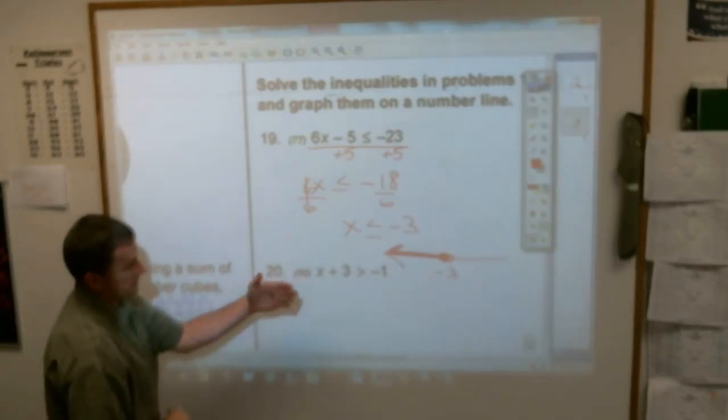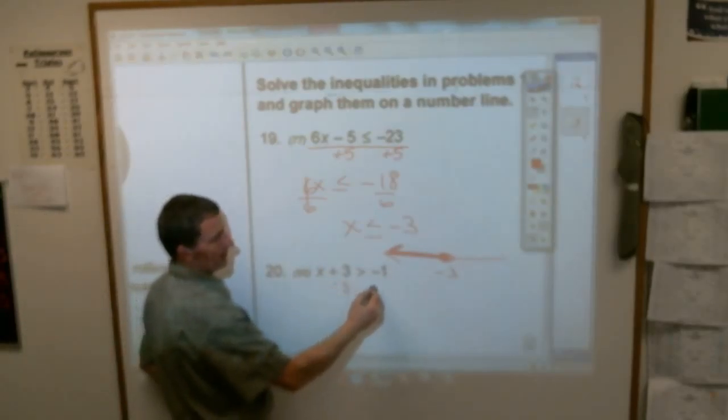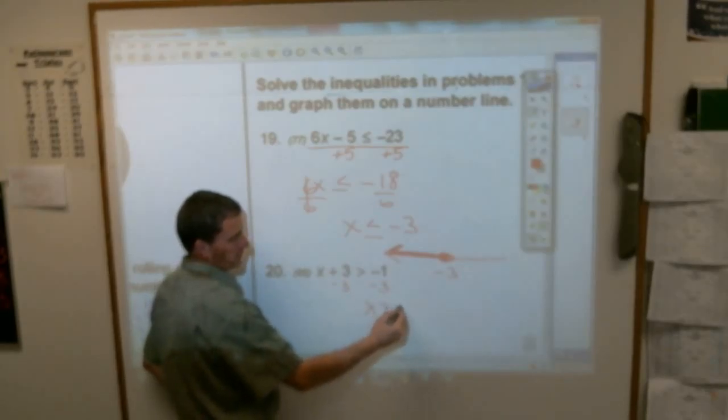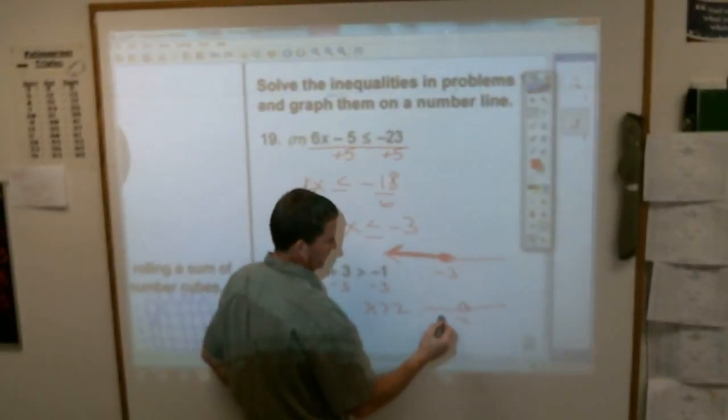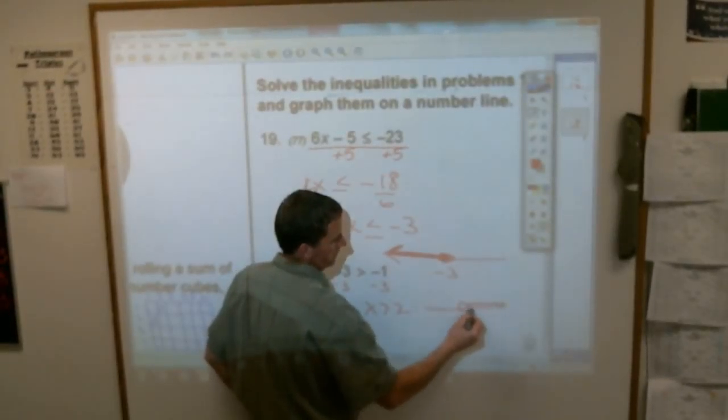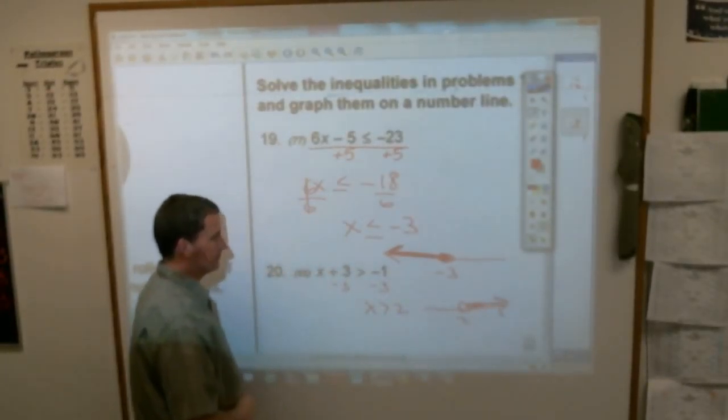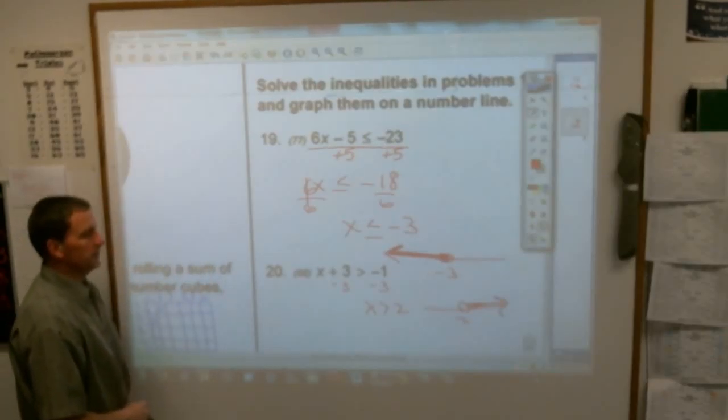And this one's just as easy, you just subtract 3 here. X is greater than 2. You don't even have to deal with moving anything around. How'd you get -1? What? It would be -4, right? It would be -4.